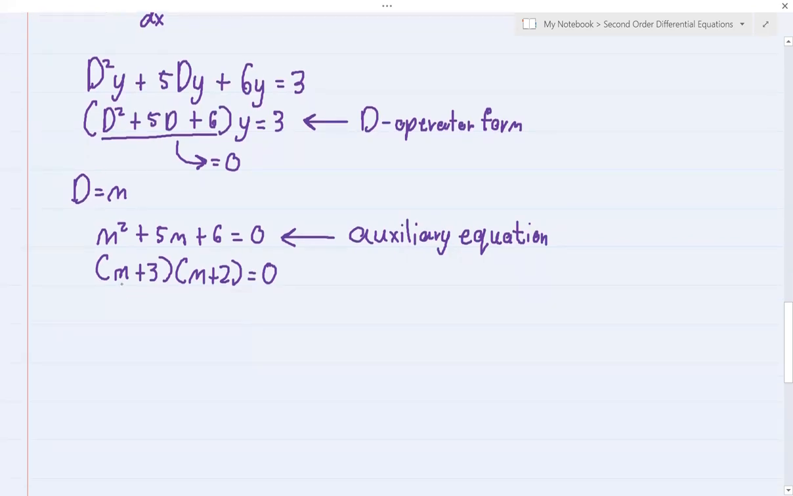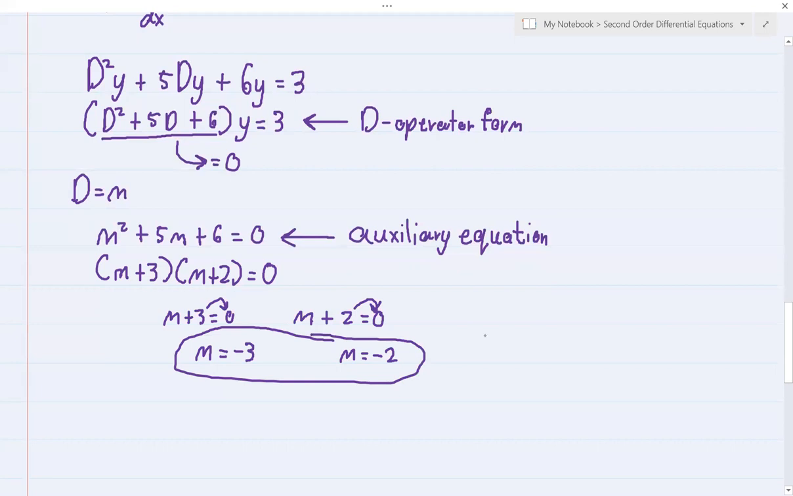Since we have two m's and they are different, let's find the m values first so that we can avoid confusion. Your m plus 3 is equal to 0. Transpose it to the right, we will have m is equal to negative 3. On the other hand, m plus 2 is equal to 0. Transpose it to the right side, we will have m is equal to negative 2. As you can see, both of your m values are different from each other. If they are different, what are you going to do?